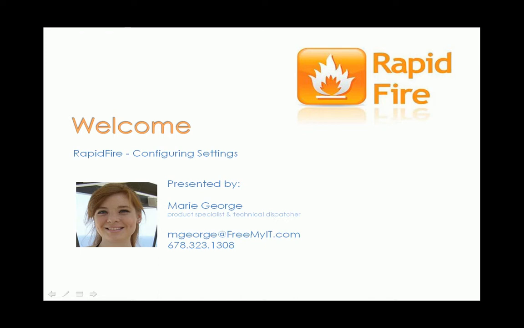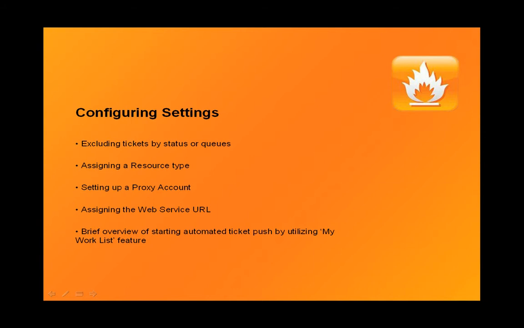In this tutorial, I'm going to be discussing how to configure your settings. In the configuring settings tutorial, we're going to be going over things such as excluding tickets by statuses or queues. We'll also discuss assigning resource types, setting up proxy accounts, as well as web service URLs. We'll briefly be touching down on the automated ticket push system called My Work List.